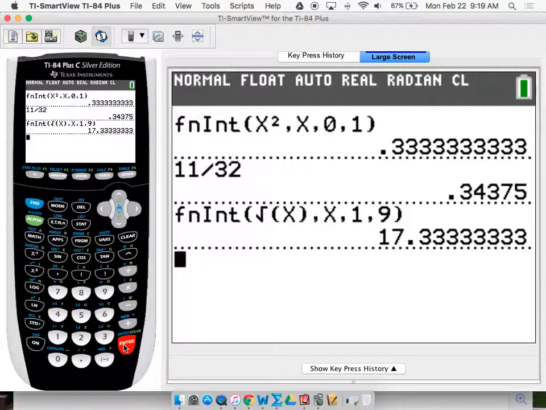All right, so if you have the newer one, it's pretty self-explanatory, but again, function, comma, x, comma, lower bound, comma, upper bound. So the exact area of that region would be 17 1/3. Yeah, 9. Yep.